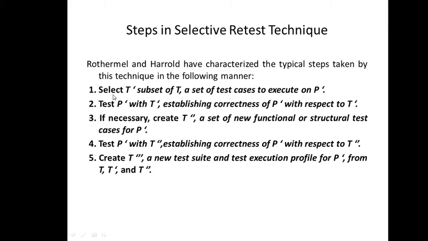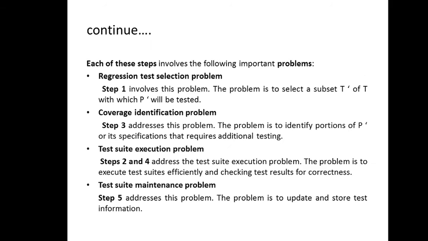Now again I'm repeating it: select T', a subset of T, a set of test cases to execute on P', then test to check the correctness. If it is not correct, then create T'', new test cases to test this, and apply. If it is still not true, again select T''' and check again. So these are the steps involved in the selective retest technique.